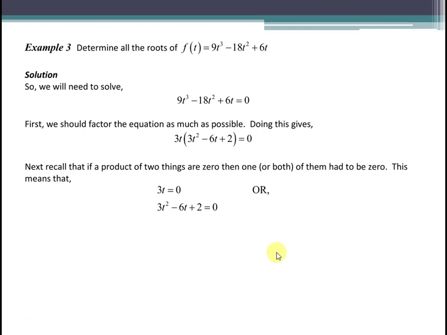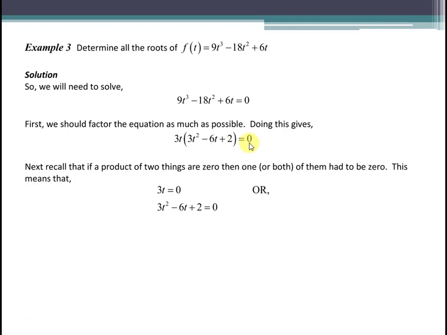Example number 3. Determine all roots of f of t equal to 9t cubed minus 80t squared plus 6t. Solution. So what we should do is solve our cubic equation. Firstly, we should factor this equation. So we can take out of the brackets 3t, and 3t squared minus 6t plus 2 inside of the brackets is equal to 0.